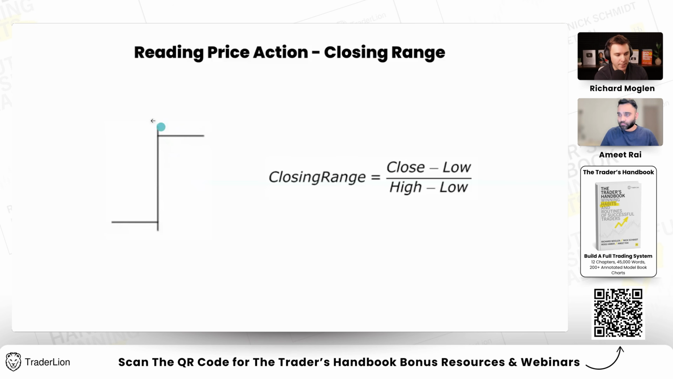But in the same example, if we had a high of 100, a low of 90, and a close of 95, let me know in the chat what that closing range would be. Let's see how many quick math people we've got here. Haven't seen any responses yet. We'll see.